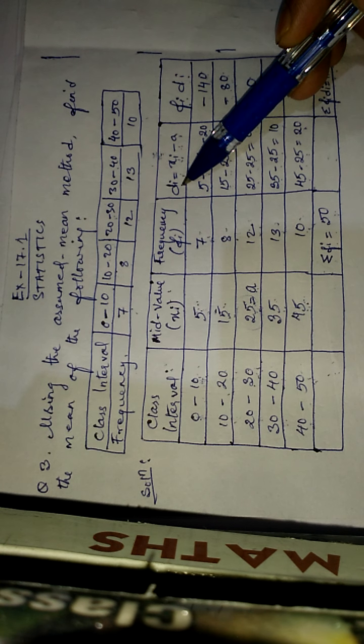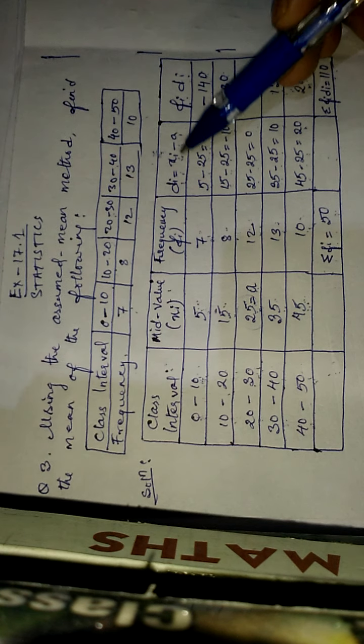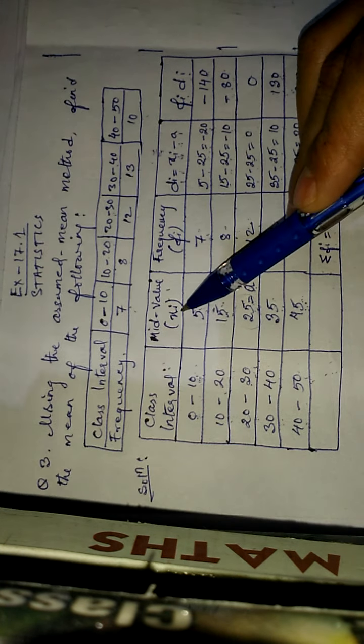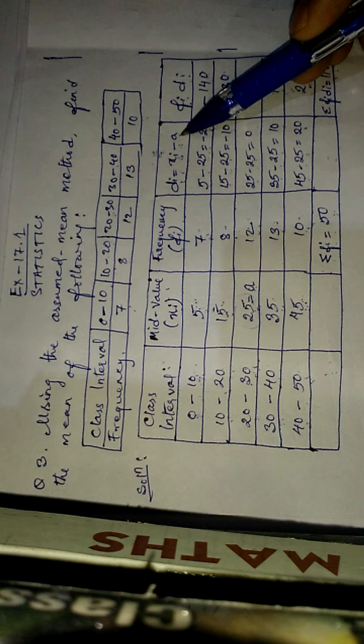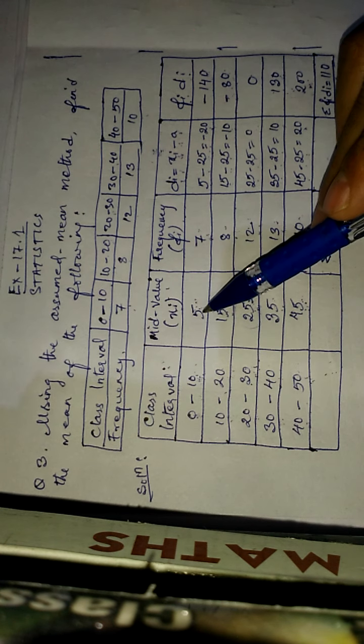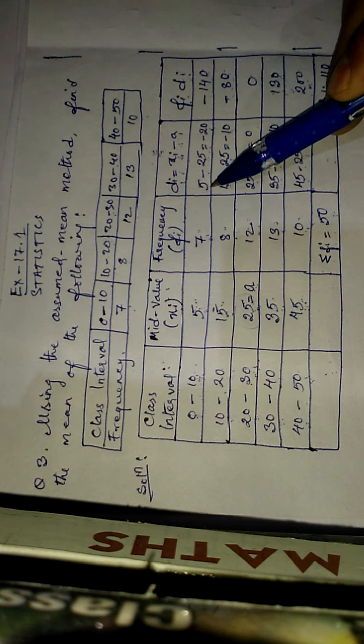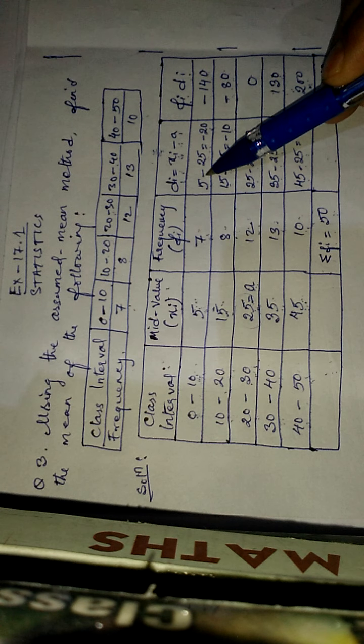Then the next column, frequency, is given in the question, and the fourth column is di. di stands for deviation, and it is given by xi minus a. This xi stands for mid value, and a stands for assumed mean. So here we have the mid values. The first mid value is 5. Now our assumed mean is 25.